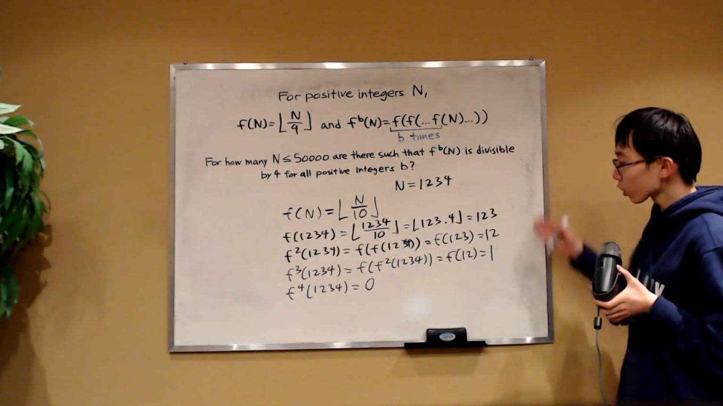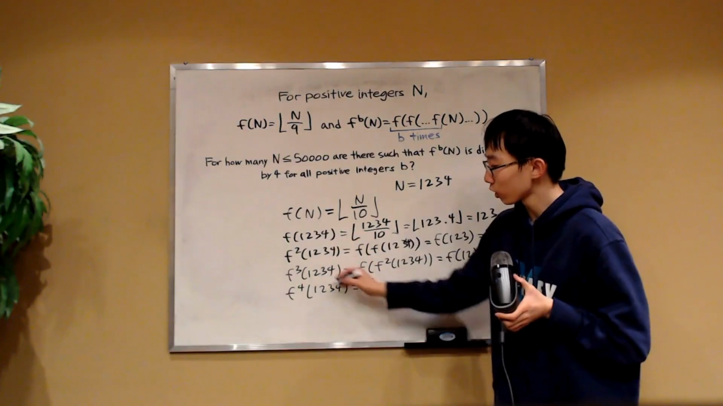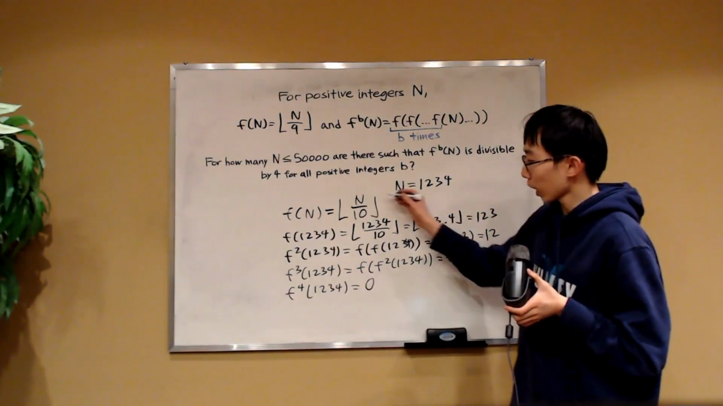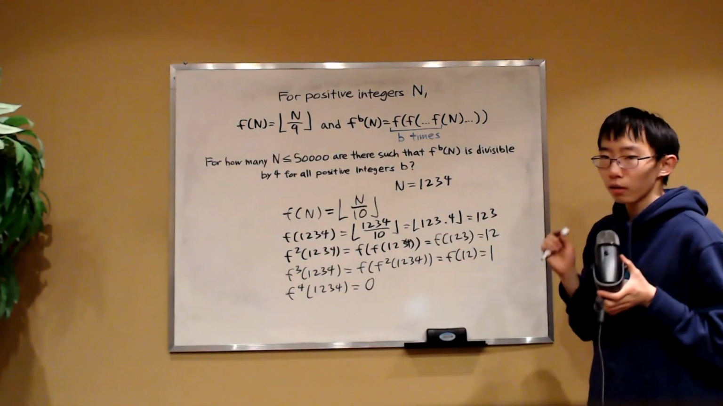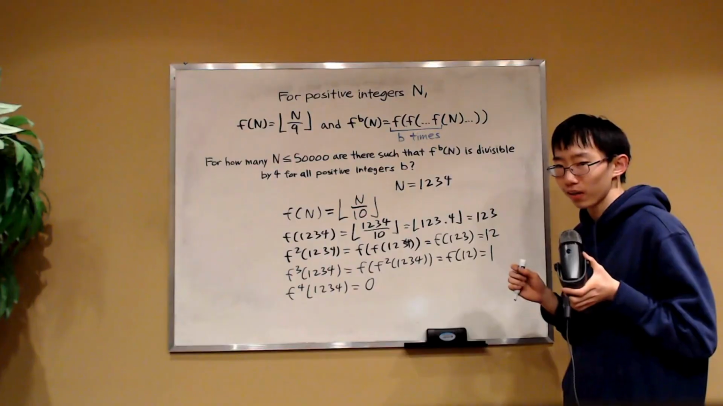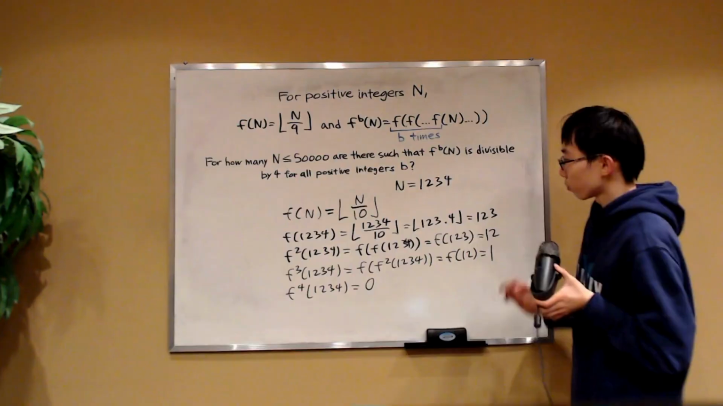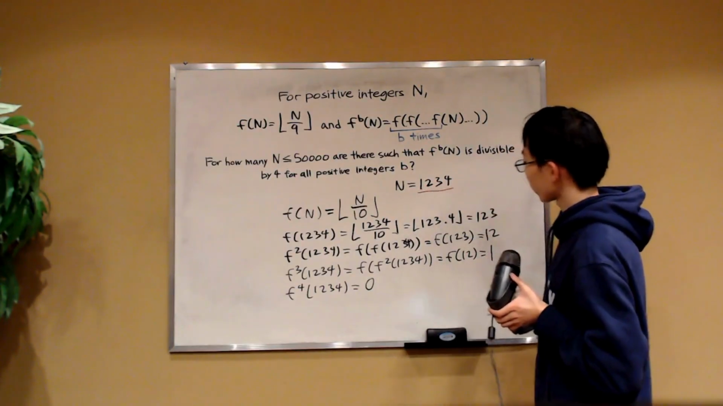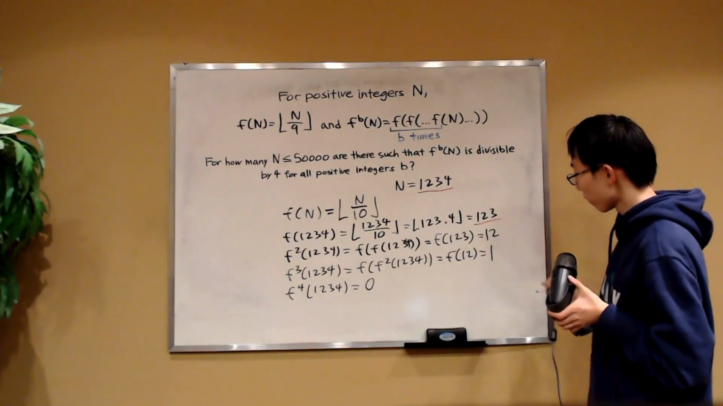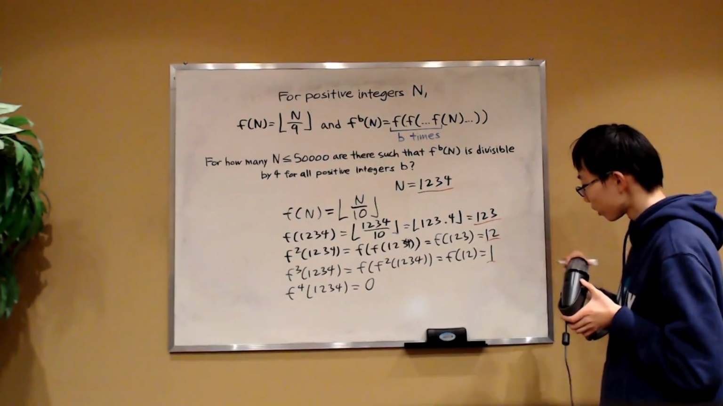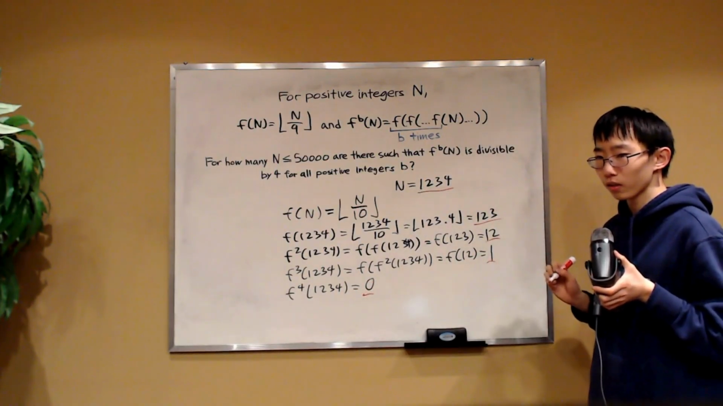Now, do you see what's going on? I mean, sure, each time you plug the number into the function, you might have done the actual division and then taken the floor function to get your values. But do you see what's actually going on? Well, notice that at the start, we had 1234 as our number. But then we only have 123, and then 12, and then 1, and then 0. So do you see what's going on?